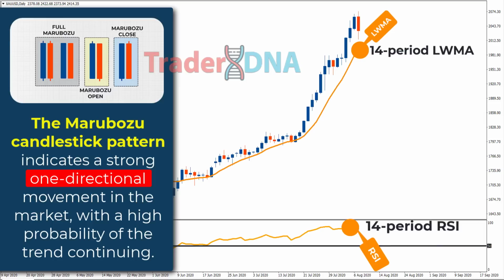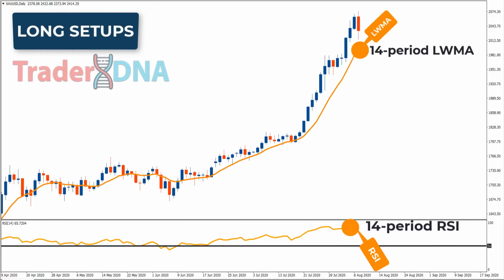And now, by examining these examples, traders can gain insights into how to identify and capitalize on Marubozu candlestick patterns within the context of the MA-RSI strategy. This hands-on approach enables traders to develop confidence in implementing the strategy effectively in various market conditions, ultimately enhancing their overall trading success. Buying rules or long setups.